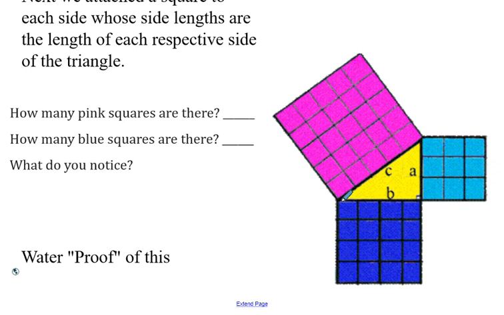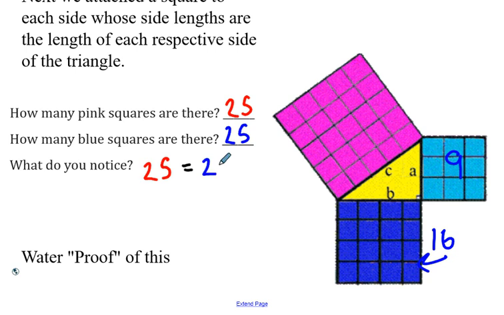What you might notice is there are 5 by 5, there are 25 pink squares. How many blue squares are there? Well, there are 9 here and 16 there. If I add 9 and 16, I get 25. So what do I notice? The total number of pink squares and the total number of blue squares are equal to one another. So 25 is equal to 25.